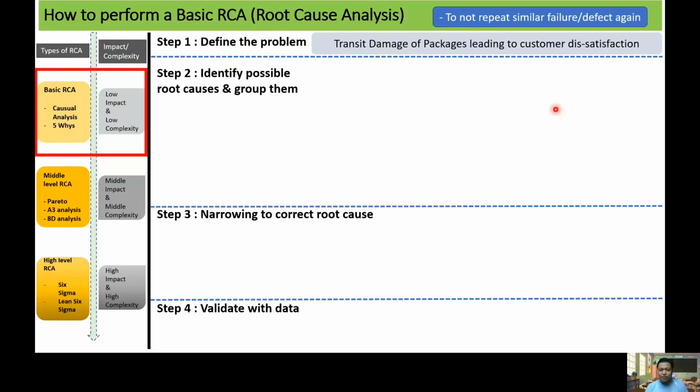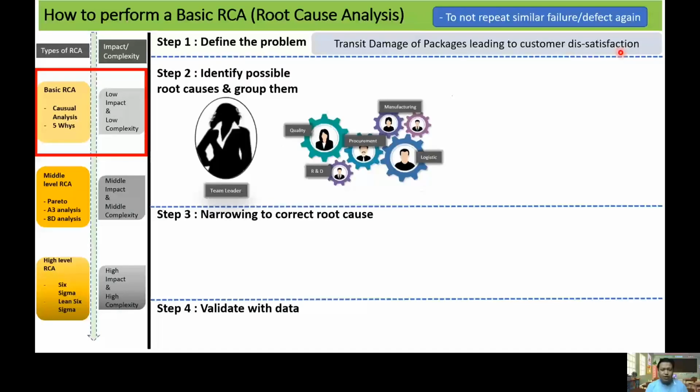Let us consider a problem: transit damage of packages leading to customer dissatisfaction. To understand the root cause of this problem, step 2 is to identify a small team, mainly a cross-functional group with a team leader who can navigate the entire process. Once this team is formed, a brainstorming session is required to understand the possible root causes which could lead to this transit damage.